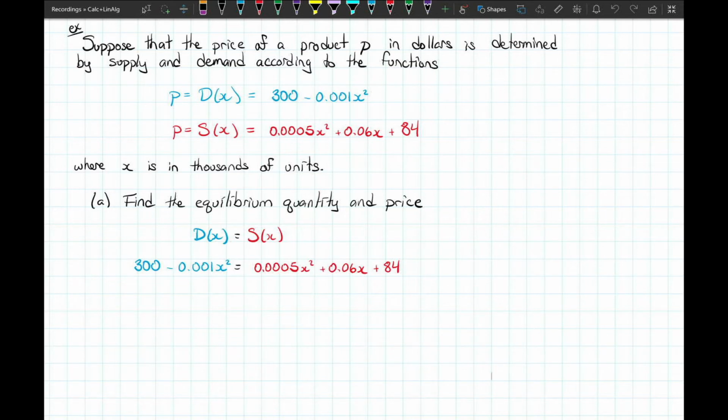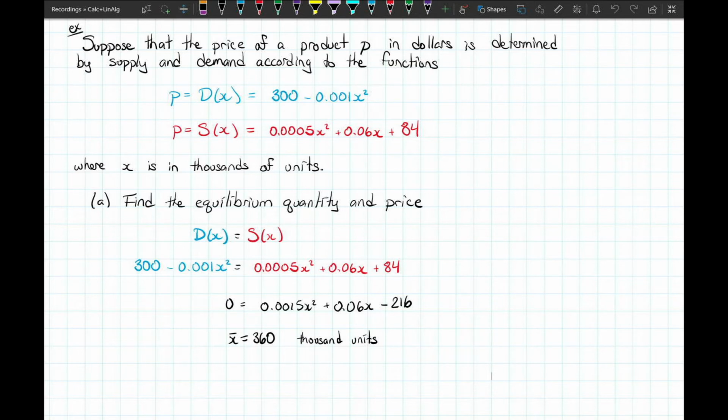From there, we can use the quadratic formula. When we solve the quadratic equation, we're going to get two answers. However, one of them is going to be negative. We're only going to be looking at a positive quantity, and we should get x bar is equal to 360. Now let's not forget that that is also in thousands of units, not just in single units.